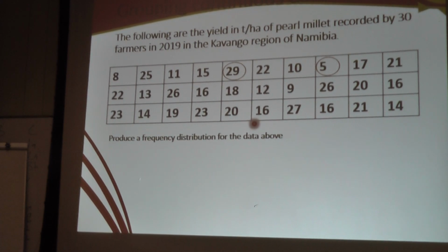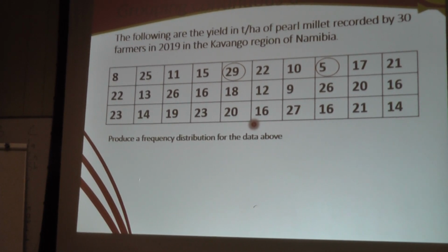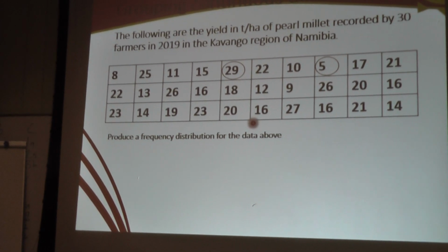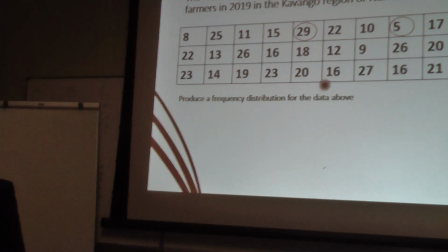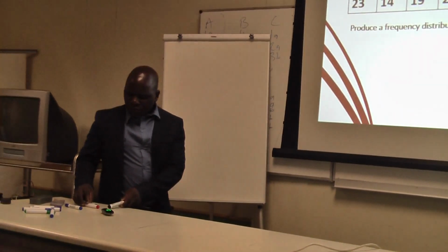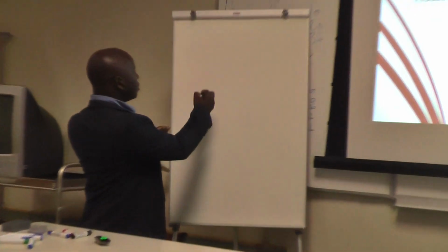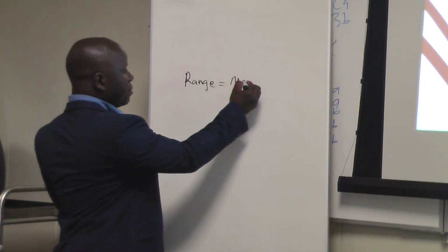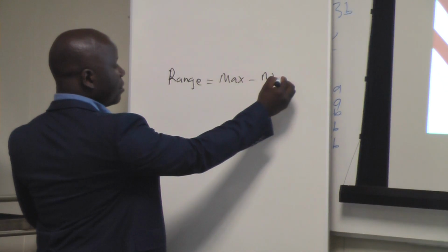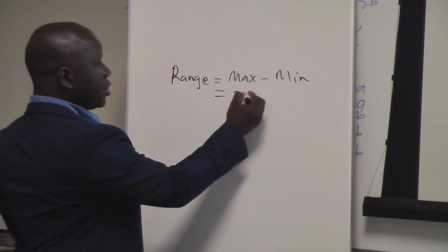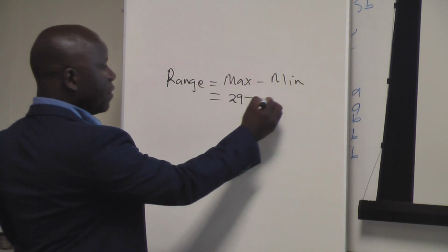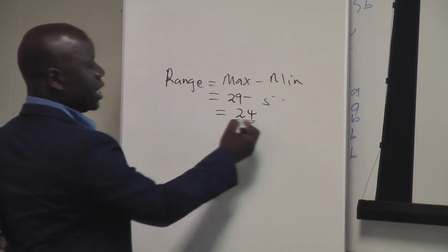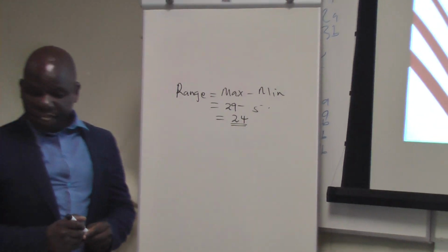So the first thing is to determine the range. From our previous discussions, we said the range is simply the maximum minus the minimum. So the range is equal to maximum value minus minimum value. Our maximum is 29 minus our minimum, which is 5. If you do your calculation properly, you get 24 as our range for this particular data set.